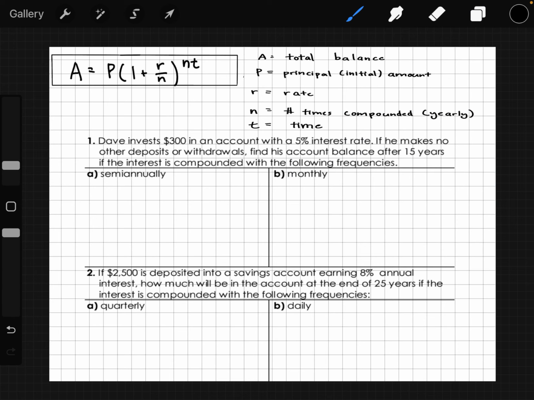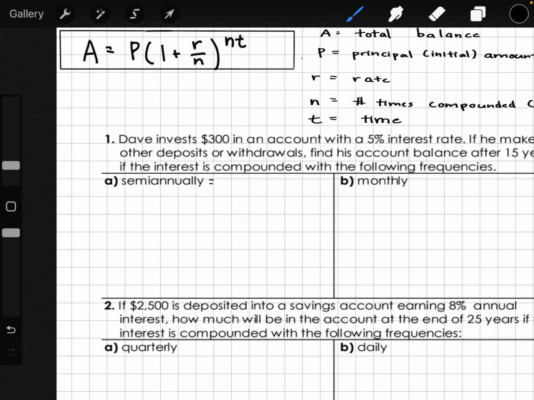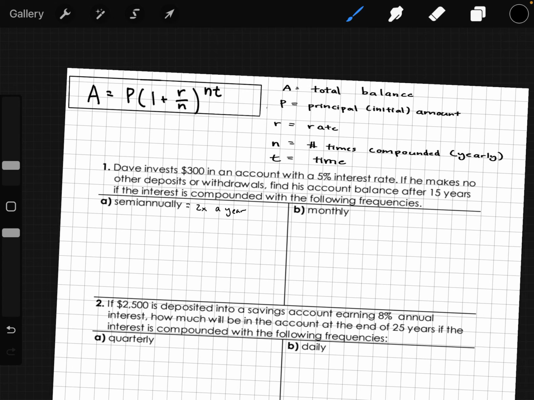Dave invests $300 in an account with a 5% interest rate. If he makes no other deposits or withdrawals, find his account balance after 15 years if the interest is compounded with the following frequencies. So semi-annually. Semi-annually means twice a year. So right here, twice a year, 2 times a year.